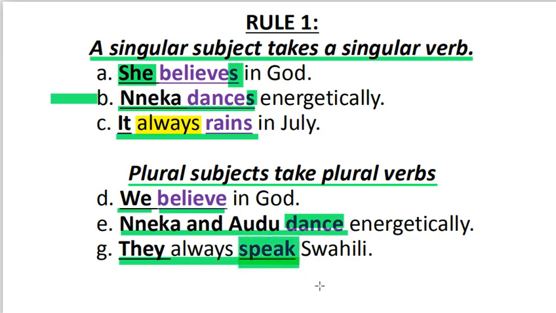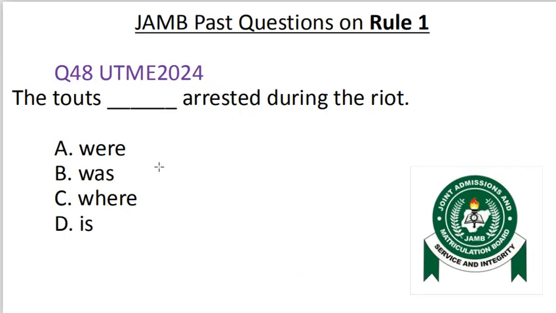Now let's go to some related JAMB past questions. Those are past questions related to rule 1. The first question here is question 48, UTME 2024. The touts dash arrested during the riot. A. Were, W-E-R-E. B. Was. C. Where, W-H-E-R-E. D. Is.